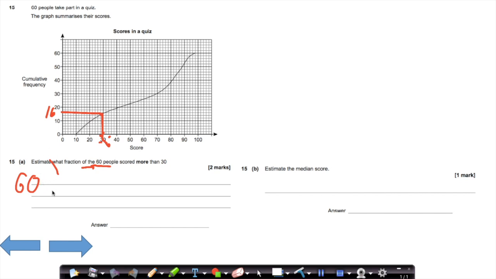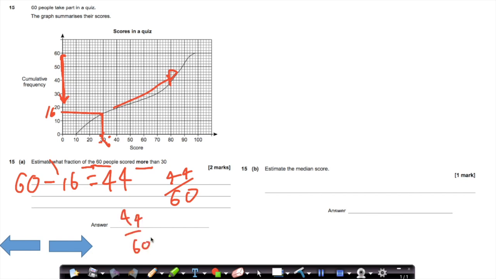So 60 overall. However, we want to know how many scored more than 30. So it's going to be all these marks up here. So 60 minus our 16 will leave us with the number of people that took part in the quiz that scored more than 30. Well, 60 minus 16 is going to give us 44. So it's going to be 44 out of the total of 60, which is enough for the mark. It doesn't say that it wants us to simplify it. So 44 out of 60 is enough.